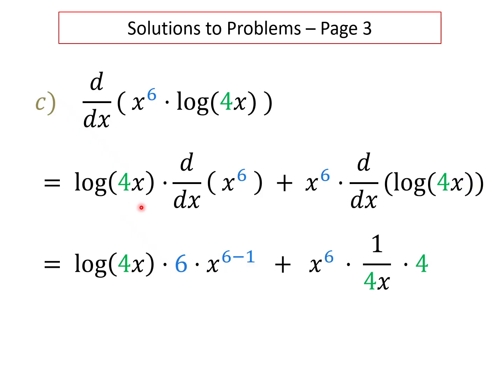Now log 4x into 6x^(6-1) plus x^6 into 1 by 4x, differentiation of log 4x into 4 times. So 4 and 4 cancel out. So final result is 6x^5 log 4x plus, here 4 cancels out, and this x and x^6 cancel out, giving x^5 as final result.